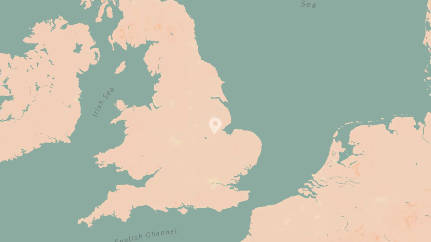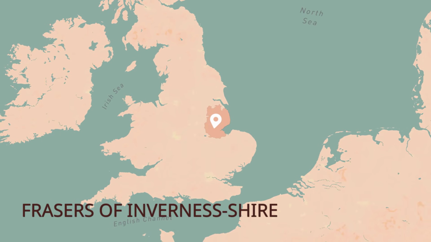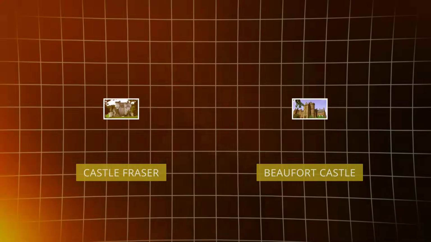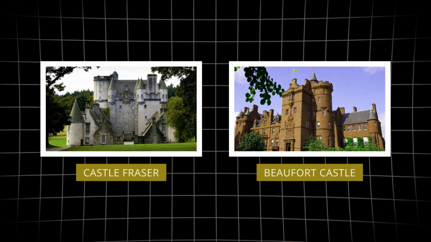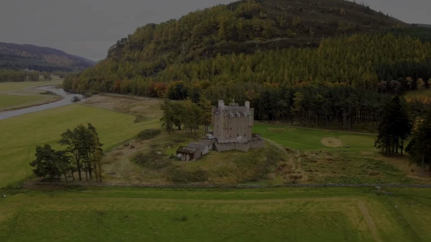Fraser, centered in Inverness-shire with two main branches, the Frasers of Lovat in the north and the Frasers of Philorth in the northeast. Castle Fraser in Aberdeenshire and Beaufort Castle near Beauly are their principal seats. Cameron, centered in Lochaber, the area around Ben Nevis and Loch Eil in the Western Highlands. Their chiefs are known as the Camerons of Lochiel.